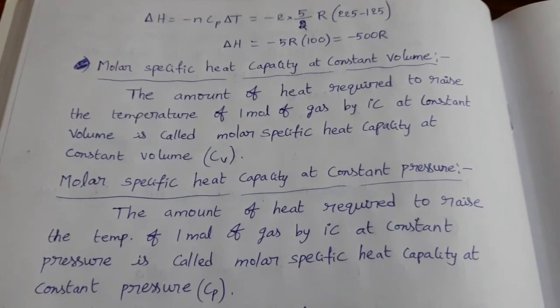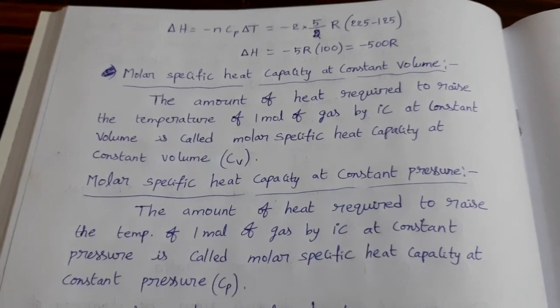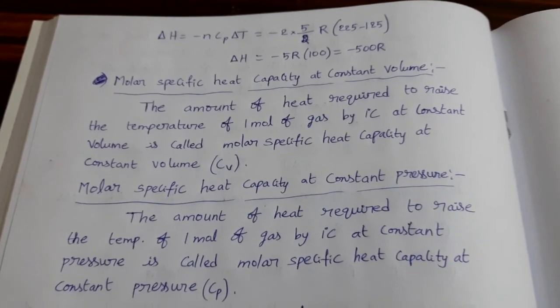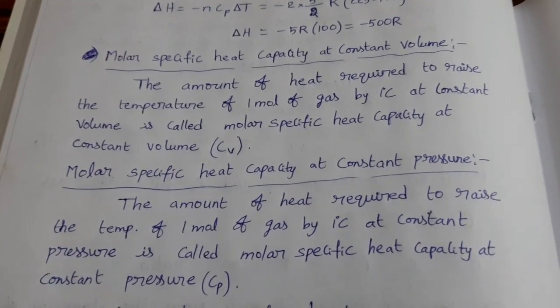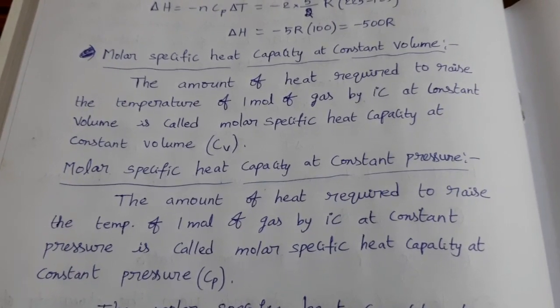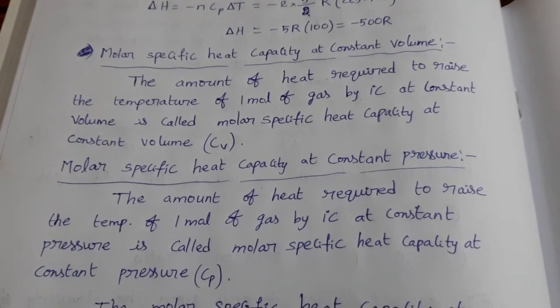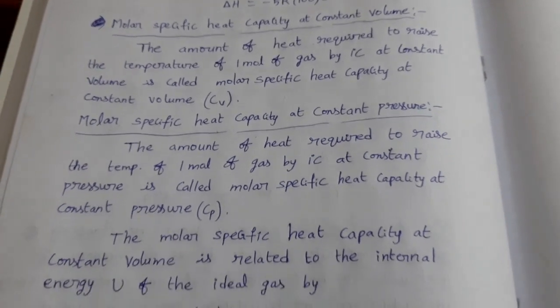molar specific heat capacity at constant pressure. It's very simple. The amount of heat required to raise the temperature of 1 mole of gas by 1 degree Celsius at constant pressure is called molar specific heat capacity at constant pressure, represented by Cp.